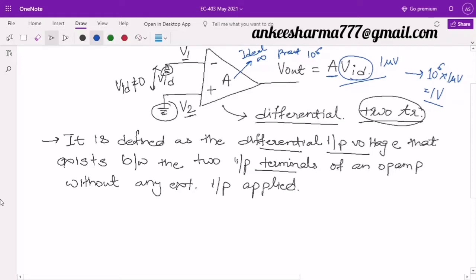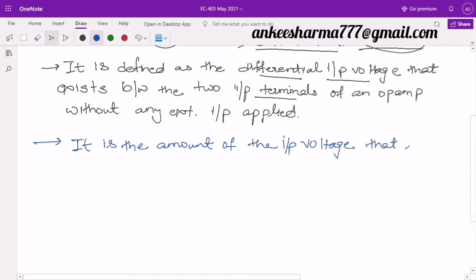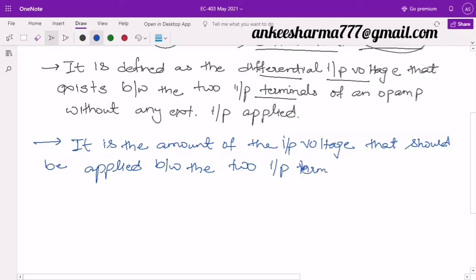In the other definition, you can also see this. It is the amount of input voltage that should be applied between the two input terminals in order to force the output voltage to 0.